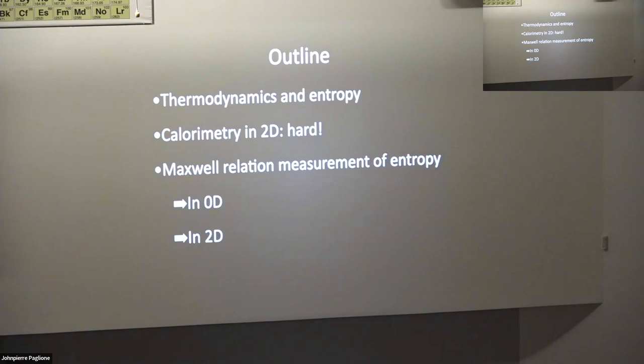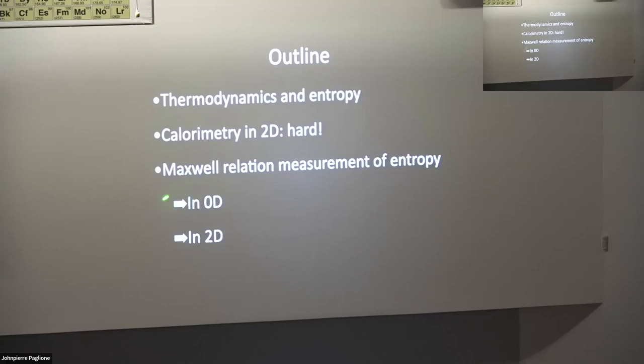Then the standard way of measuring entropy in a bulk crystal is calorimetry. And it turns out that calorimetry in 2D is extremely hard. So I'll show you an example of someone who's done a really beautiful but extremely difficult measurement of calorimetry in graphene. But then, perhaps motivated by the challenge of that experiment, I'll show you a more powerful way of measuring entropy, and you could measure other thermodynamic quantities using Maxwell relations.